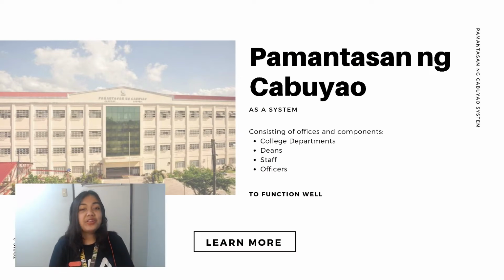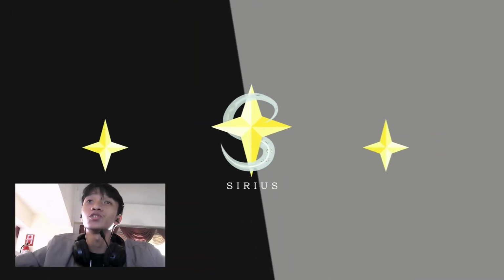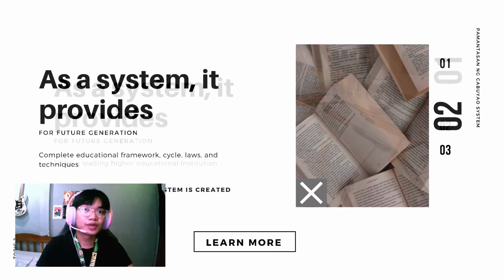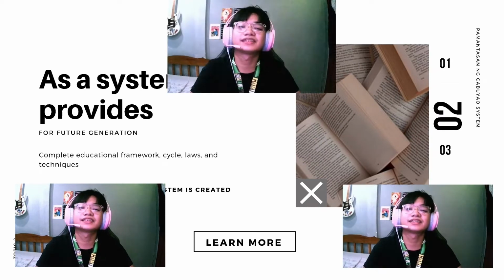Pamantasan ng Cabuyao consists of different offices and components such as college departments, deans, staff, and officers, which are related to each other, for they help each other in order for the university to function. The school provides a good system for the students and for the future generation. PNC envisions itself as a leading higher education institution. Our university belongs to and is administered by the government through the Board of Education and its stakeholders.